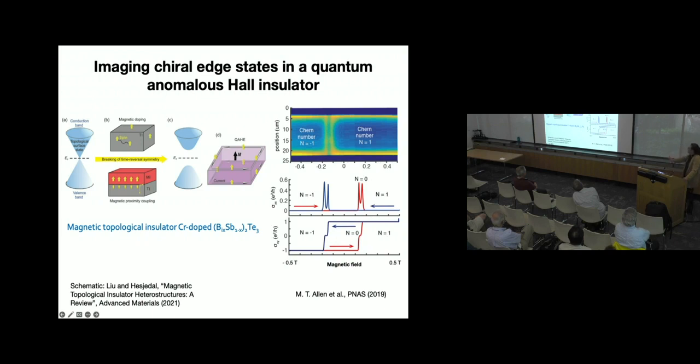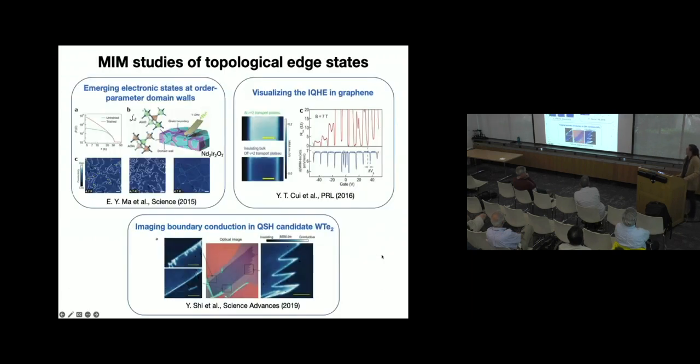So this is a summary of the experimental observations within this sample. I'm not going to go into all of the details of the experiment, but if you want to read more about it, this is a reference to the publication. This is one of many examples of MIM studies of topological states of matter. There's also been some really nice work from other labs on visualizing integer quantum Hall states in graphene, and even more recently visualizing boundary conduction in quantum spin Hall candidate tungsten ditelluride.